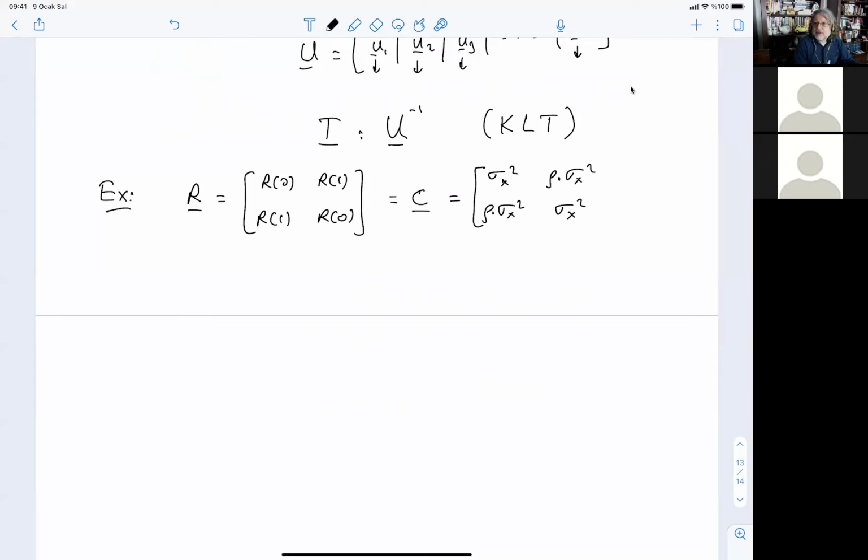And rho, we already know from our discussions of predictive filtering, is the correlation coefficient, which is something between -1 and 1. It can't be larger than 1. And that makes it sigma x squared times the matrix with rows 1, rho and rho, 1. So what are the eigenvalues and eigenvectors of this one?